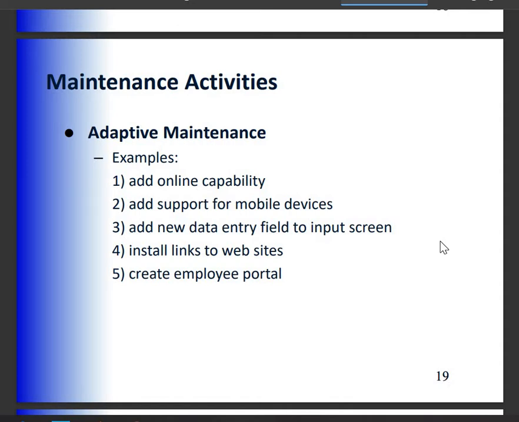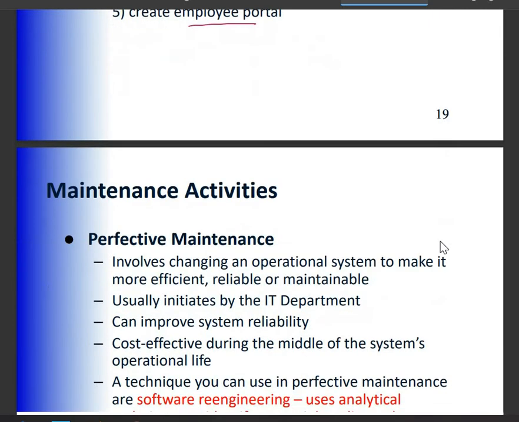Okay, so these are the examples of adaptive maintenance. For example, sebelum ni kita tak online, now kita nak add enhancement, kita nak online kan dia. Sebelum ni dah online tapi more to the computer based punya online system. Kita nak enhance by supporting for mobile device. Okay? Ataupun kita nak add new data entry field to the input screen. Ataupun kita nak install links to website. Ataupun kita nak create satu new employee portal.